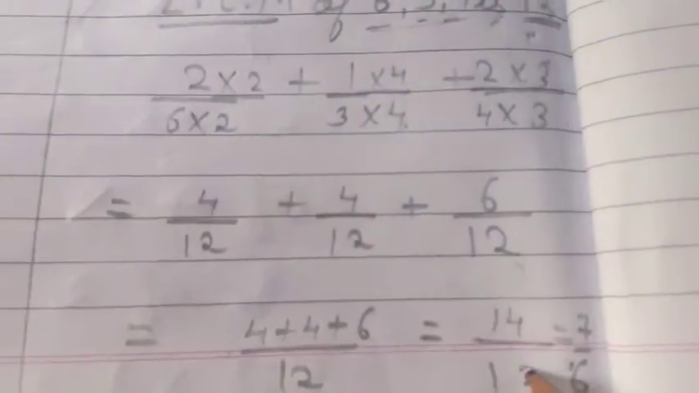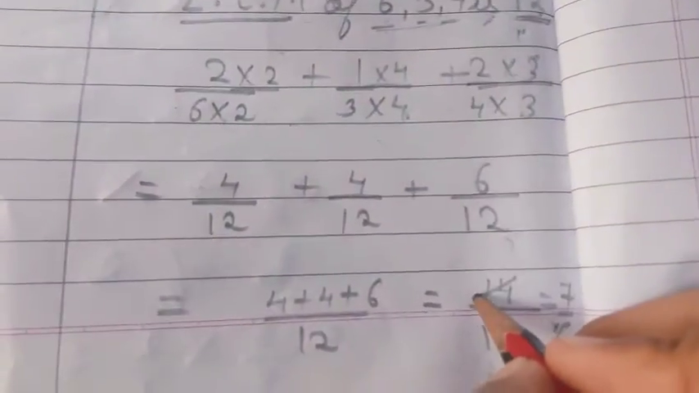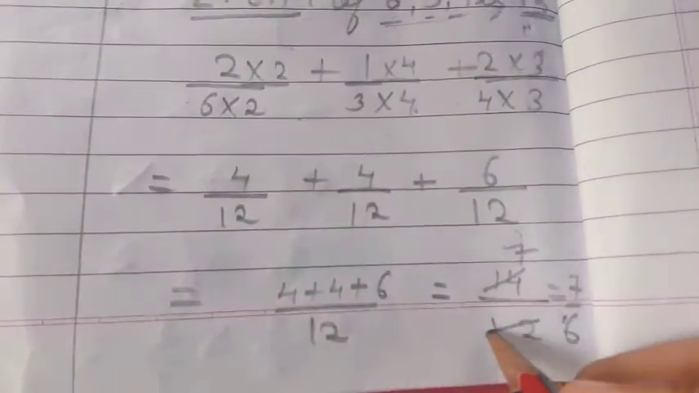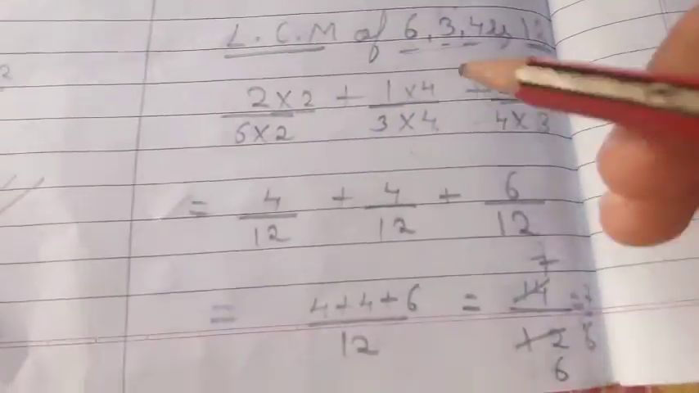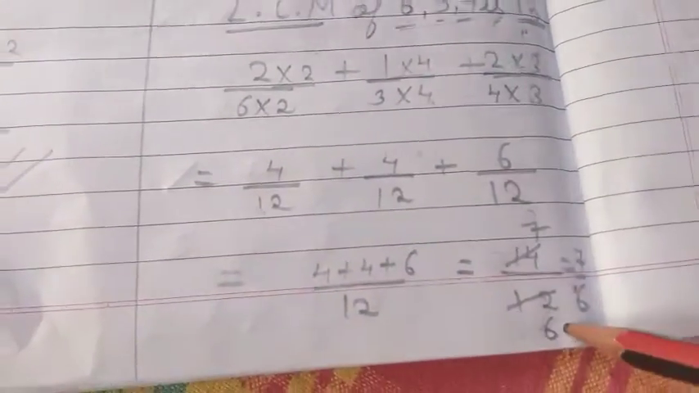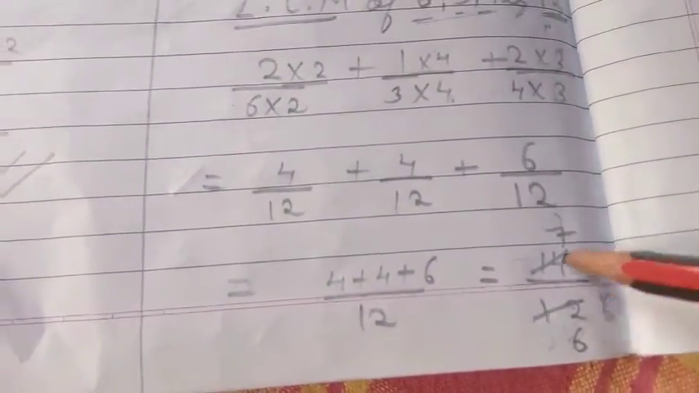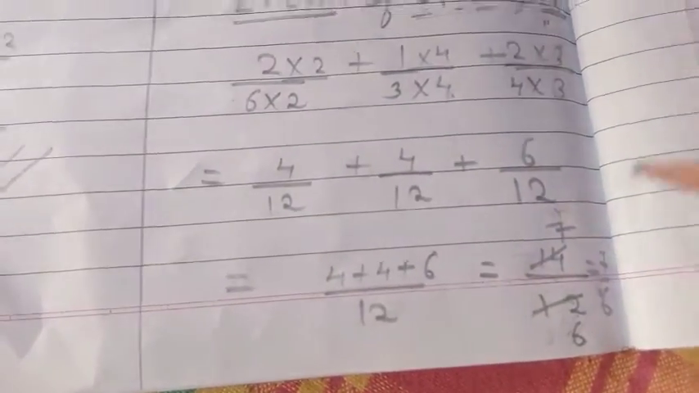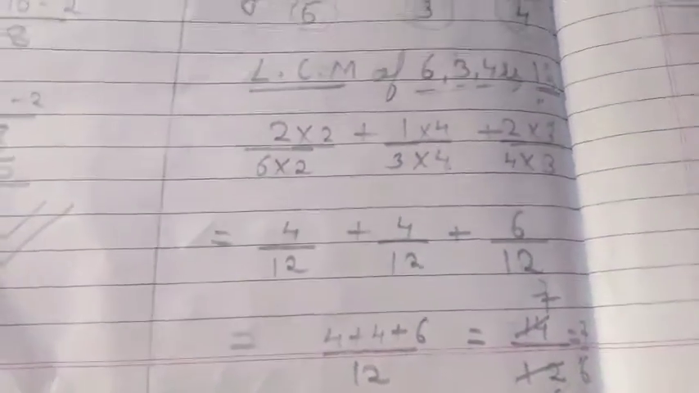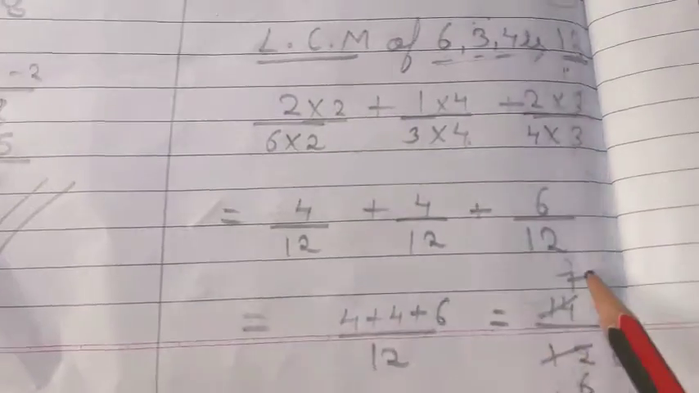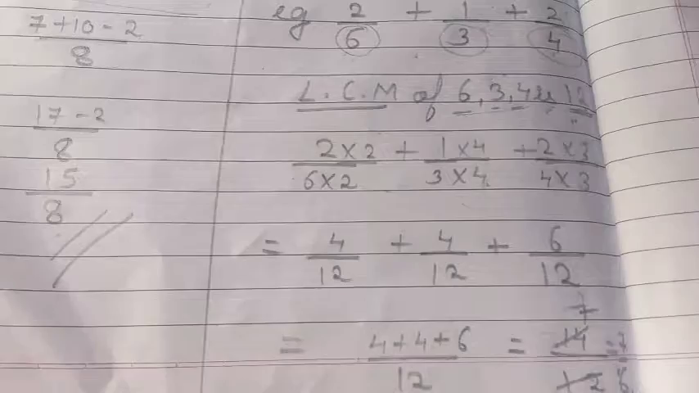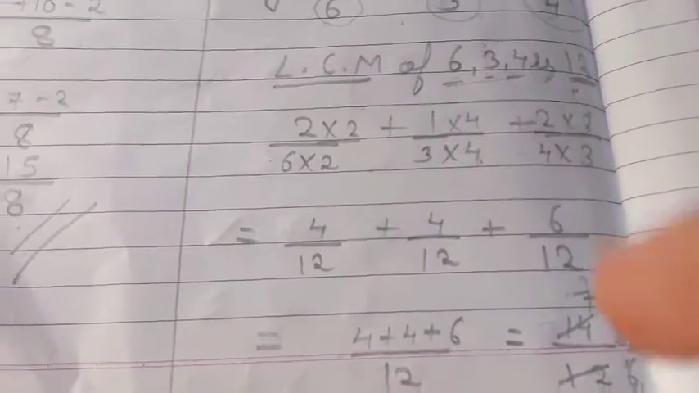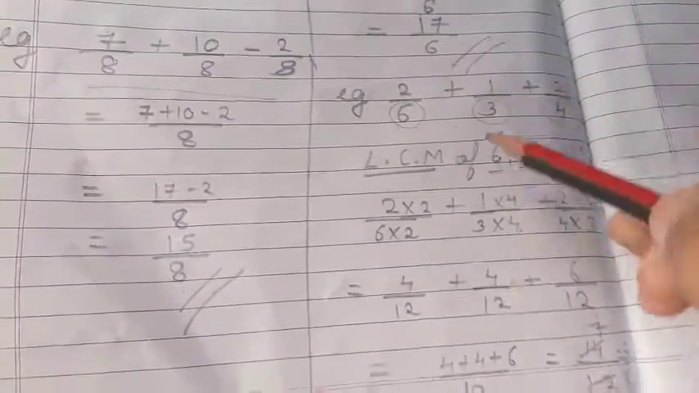You can solve it further, because this comes in the 2 table, 2 sevens are 14, and this also comes in the 2 table, 2 sixes are 12. So 7 by 6. Both of them should come in one table. It is not acceptable that one comes in the 3 table and the other in the 2 table. Both should come in the same table, like 2 2, 3 3, 4 4. 2 sevens are 14, 2 sixes are 12. That's why they become 7 by 6. In this way you have to form the smallest fraction, which we did in equivalent fractions also. In this way you can solve this.